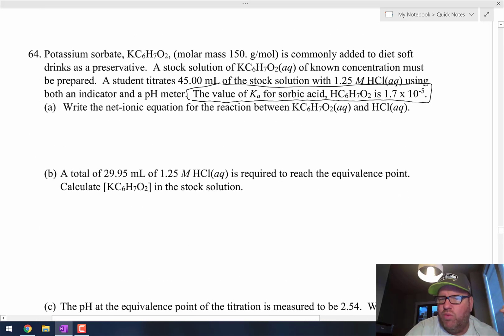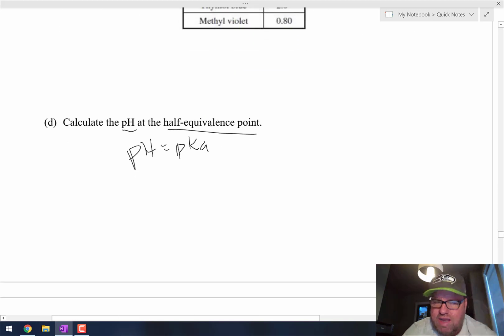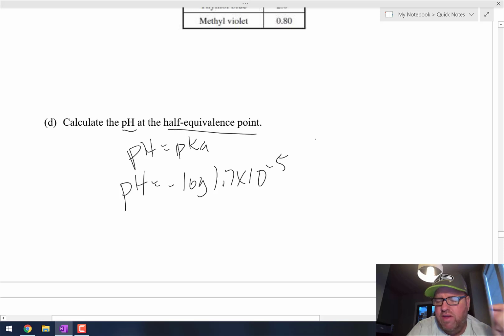Well, the Ka is 1.7 times 10 to the negative fifth. So the pKa is the negative log of it, so the pH is going to equal the negative log of 1.7 times 10 to the minus fifth. Okay? And that's all you've got to do on that question. For the pH at the half equivalence point, you have to know the Ka value. You take the negative log of it to get the pKa value, and that is your pH.